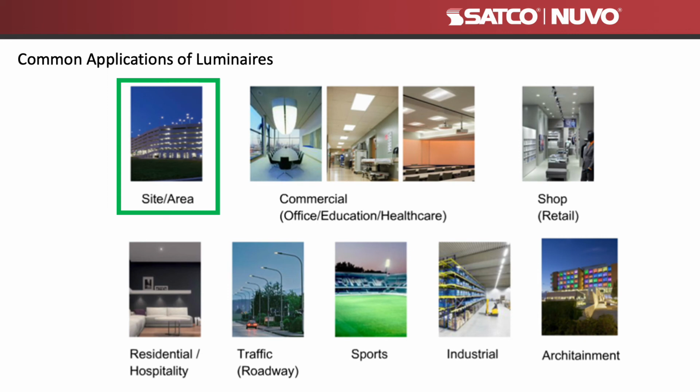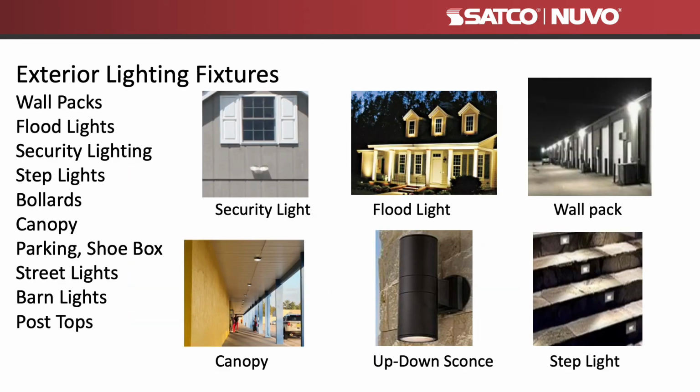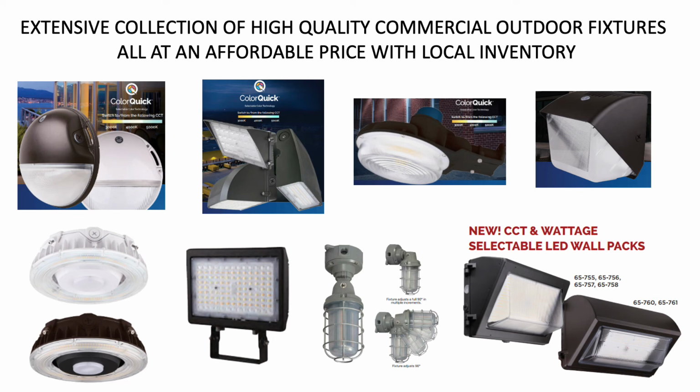Site, area, and outdoor lighting is common to many applications. We'll take this section up now. Here's a variety of exterior lighting fixtures and applications using wall packs, floodlights, security lighting, steps, bollards, canopies, shoebox for parking, street lights, barn lights, and post tops. We have an extensive collection of outdoor lights for almost any application. Let's look at some of them now.